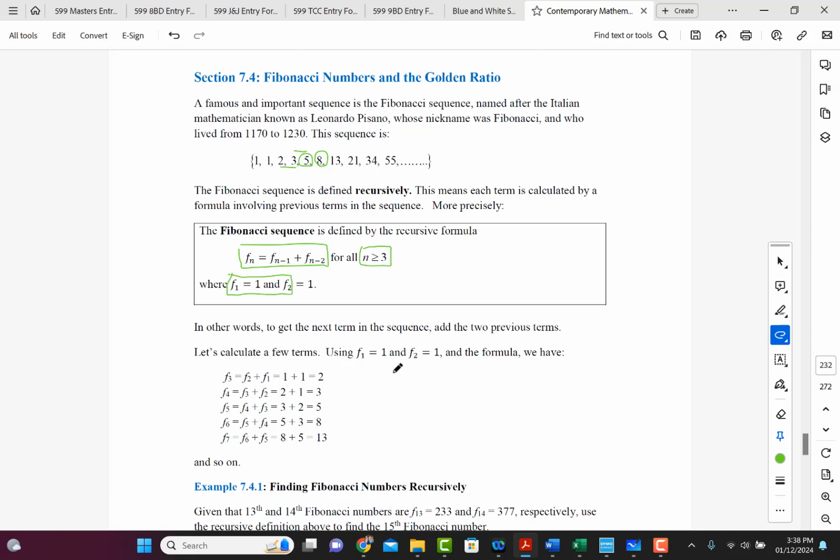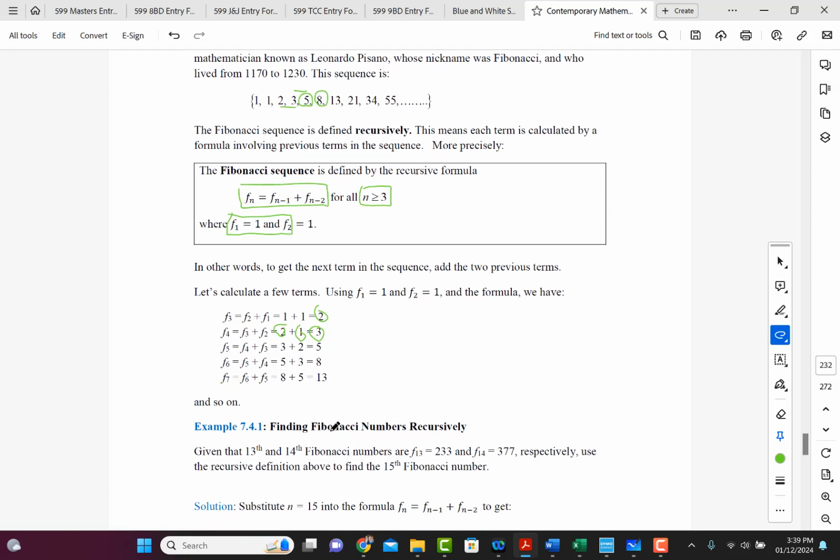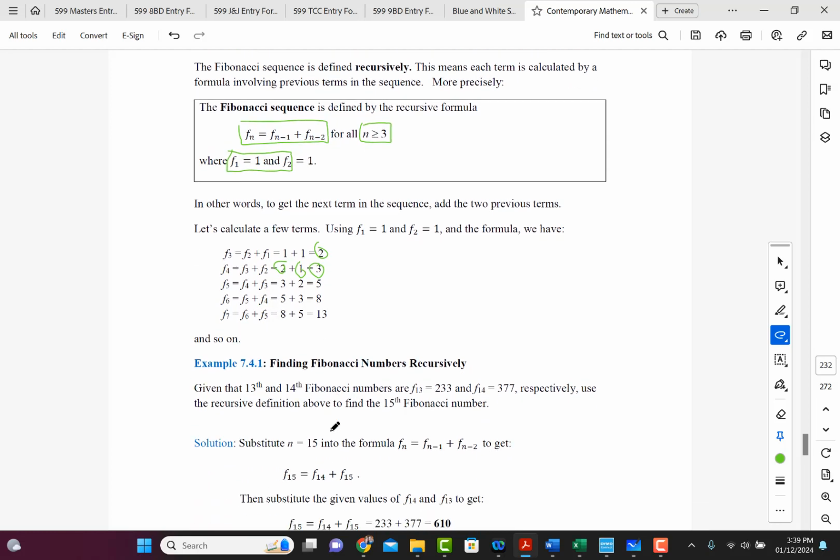So let's calculate a few using f sub 1 equal 1 and f sub 2 equal to 1. And so here we go. So f sub 3 equals the first two, so 1 plus 1 equals 2, right? And then f4 is f3 plus f2, which is 2 and 1, which equals 3, and so on. Okay, and we can keep doing this over and over again.